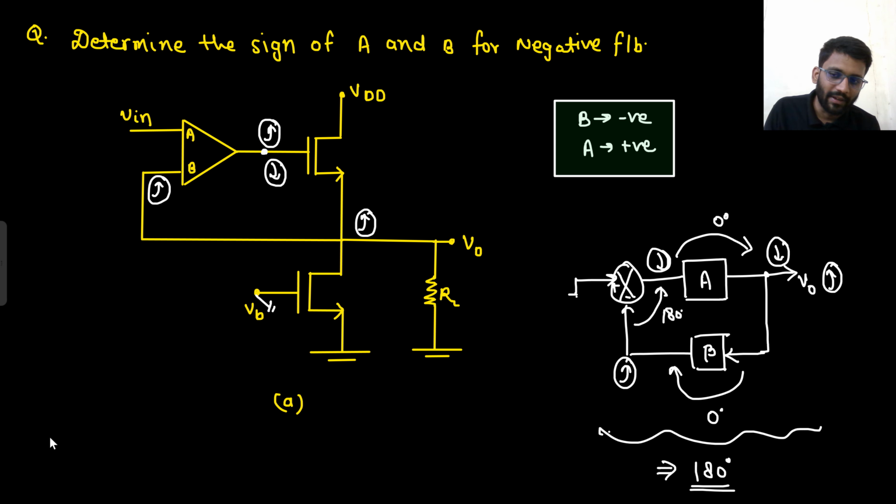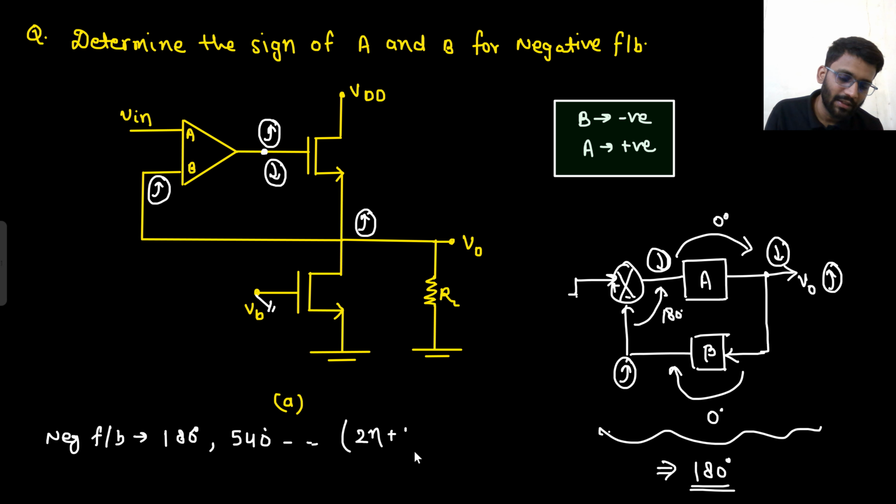So in negative feedback, what are the phase shifts you can have? 180 degree you can have, 360 you cannot have, because 0 degree is equal to 360 degree. So 360 you cannot have. So 360 plus 180, 540 degree, and so on. So basically it should be (2n plus 1) times 180 degree.